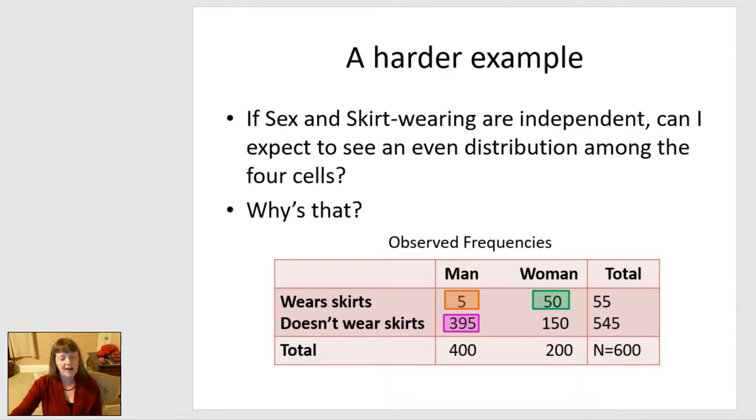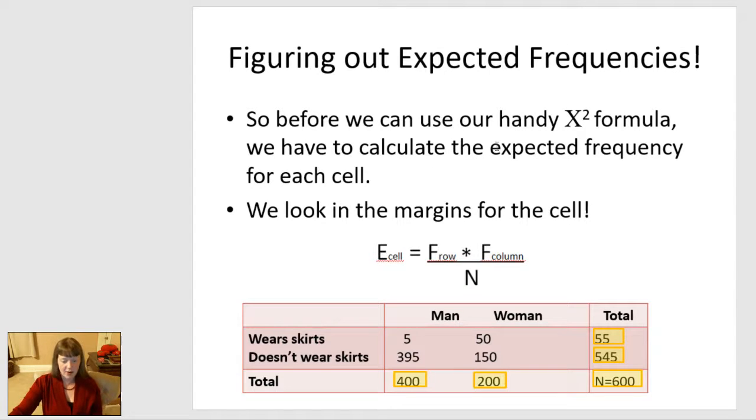So now I'm going to have to actually calculate my expected frequencies to create my null hypothesis expected value frequency table. And here's how I do it. I'm going to look at my actual data. Here's my actual data. 5 men claim they're wearing skirts. 50 women claim to wear skirts. 395 men claim not to wear skirts, and 150 women claim not to wear skirts, right?